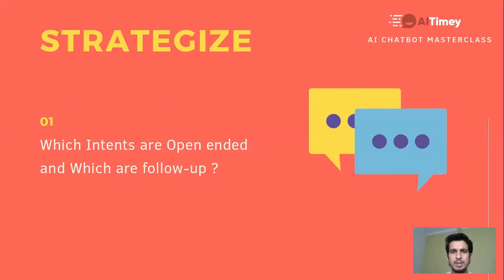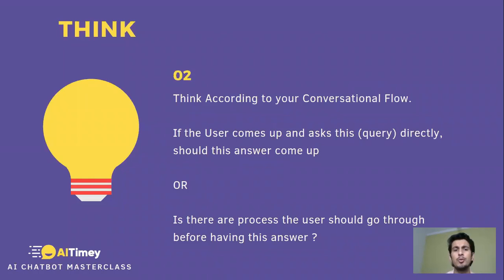The first thing that comes up is which intents are open-ended and which are follow-up. The normal intents where I say a training phrase and the response from that intent comes up can be called open-ended intents. They are not follow-up, they don't need any previous intent to be triggered, so I call them open-ended intents. Now we need to think according to our conversational flow. If the user comes up and asks this query directly, should this answer come up, or does the user have to go through some process to reach this answer?